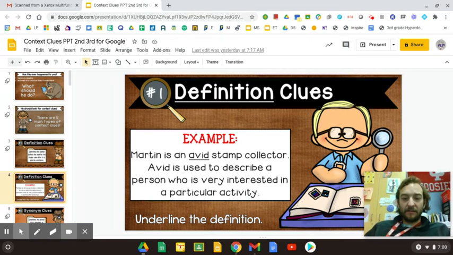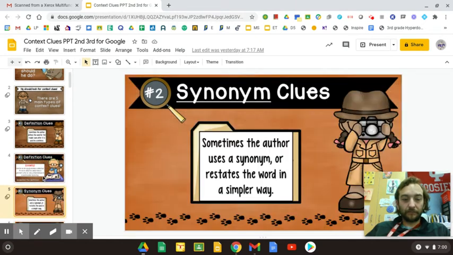He's an avid stamp collector, and right here they give the definition. Avid is used to describe a person who's interested in an activity. So sometimes they'll give that definition to you right in the text. Your next one is synonym. Sometimes the author uses a synonym or restates the word in a simpler way. Remember, a synonym is a word that means the same thing.